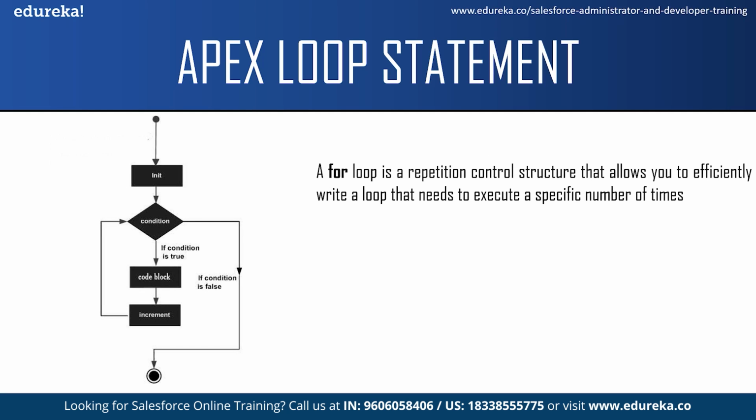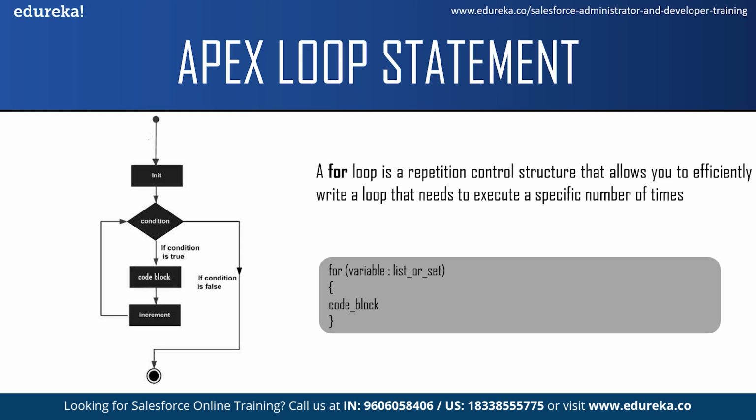Now let us move on to the third loop, which is the for loop statement in Apex. A for loop is a repetitive control statement that allows you to effectively write a loop that needs to be executed a specific number of times. There are different ways of writing a for loop in Apex, but here is the syntax for the list or set iteration. The syntax starts with the for keyword, followed by the variable and the list or set you want to iterate. Then it has the body of the code.